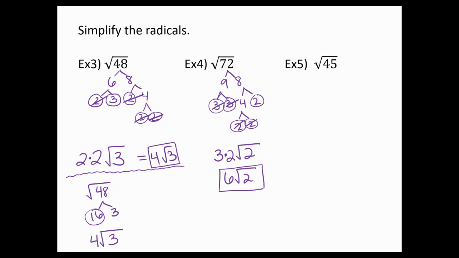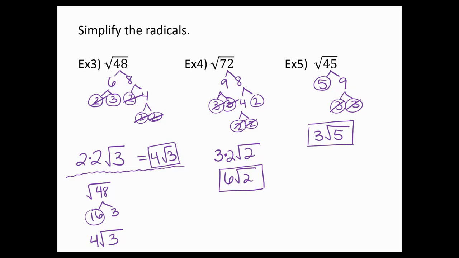Then the last one, example 5, same kind of thing. Let's break it down. 45, this one I can do 5 times 9. 5 actually does not break down, but 9 does, into 3 and 3. And there is a pair, so I know I'm going to get the 3 out. The 5 is going to stay stuck, and there's my answer.